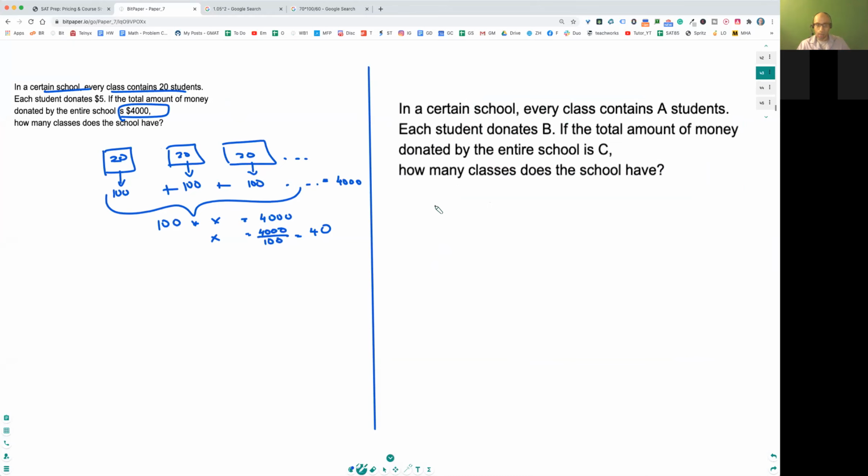First, find out how much one class is going to donate. Okay, one class donates how much? Take your time. I'll wait here for a few minutes. This is a really important problem, and I think you need to master it.